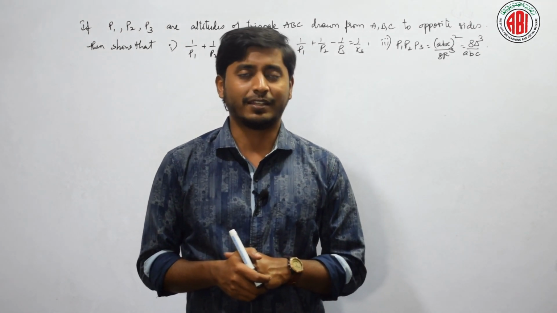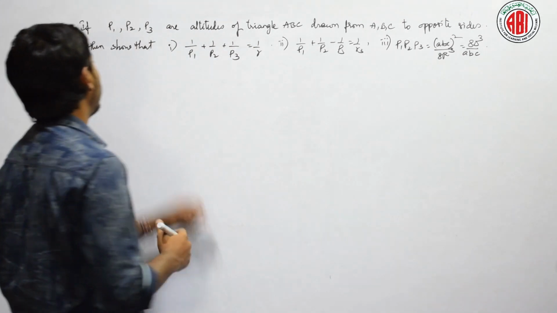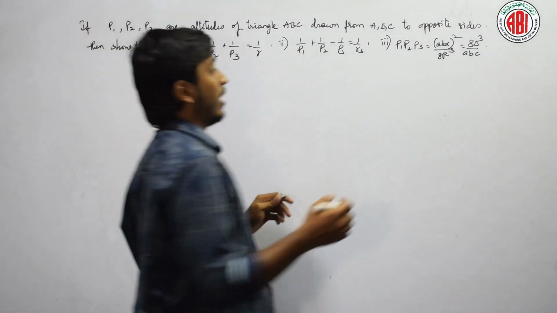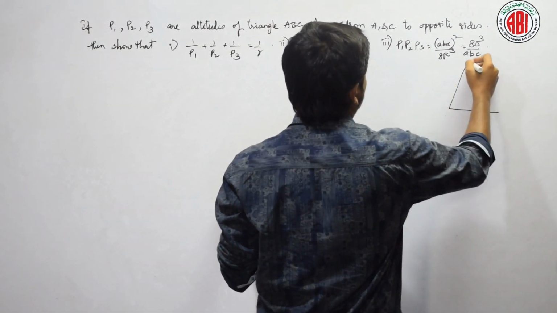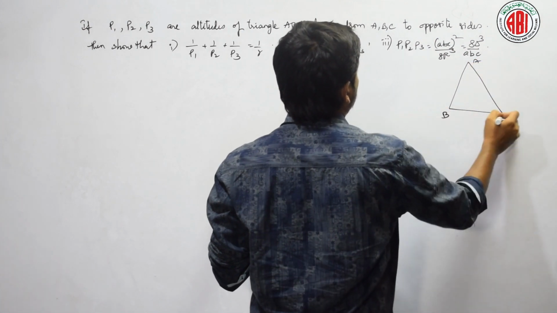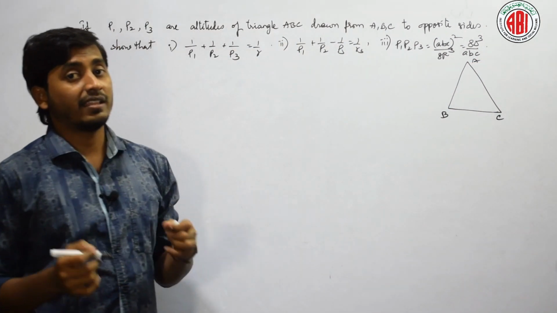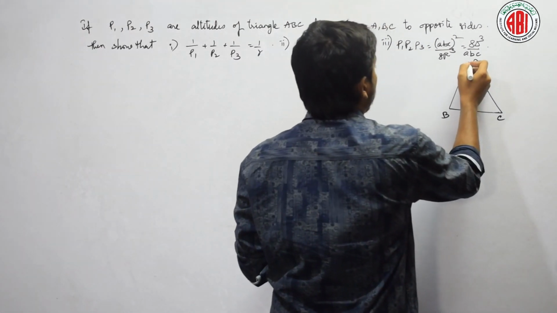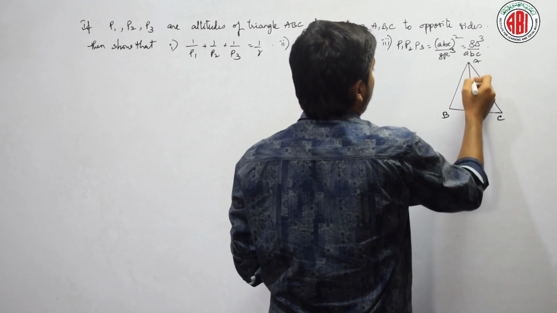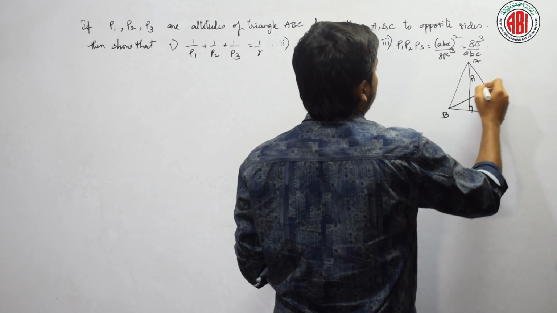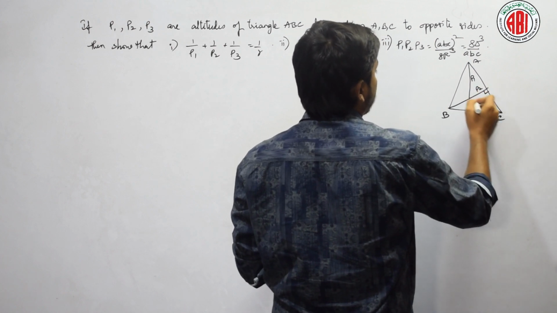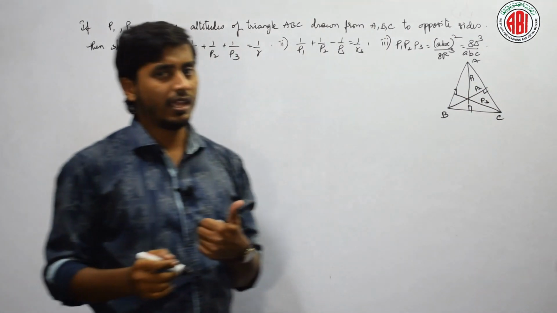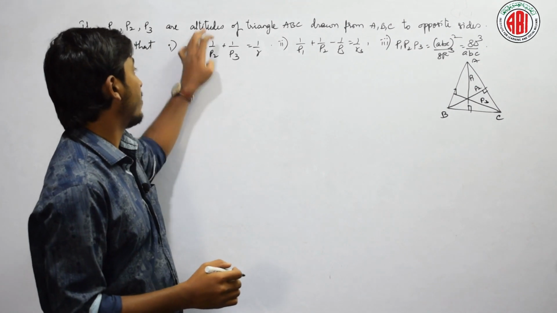See here, the question given here. He is telling that P1, P2, P3 are altitudes of a triangle ABC. Let us take a triangle ABC. P1, P2, P3 are the altitudes from A, B, C. This is the first altitude P1, this is the second altitude P2 and this is the third altitude P3.